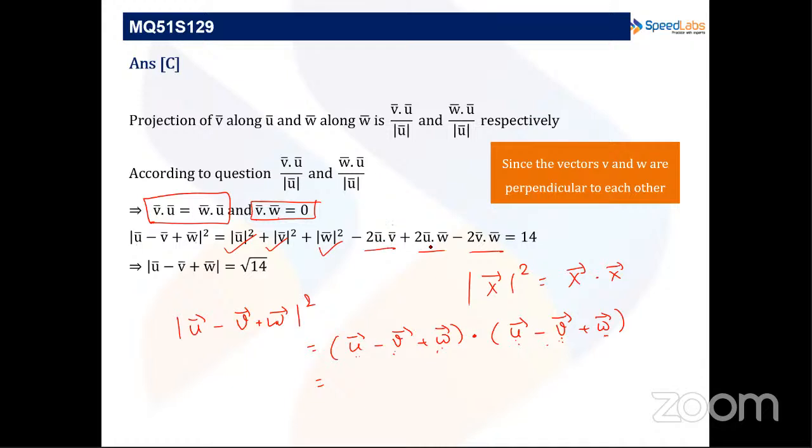Now here, U dot V and U dot W are equal, so these two will get cancelled out, and this is given to be 0. So we will be having this quantity, and mod U, mod V and mod W are given. Substituting their values, we will get this value as 14. So mod of U minus V plus W will be equal to root of 14.